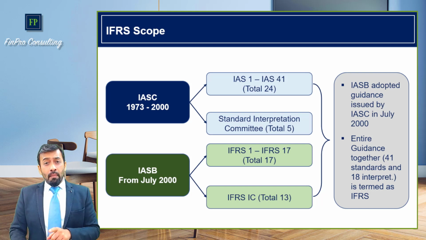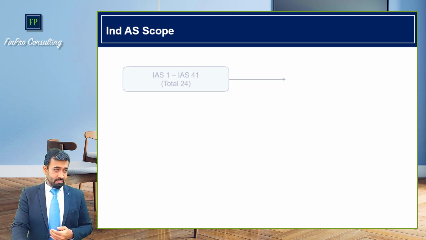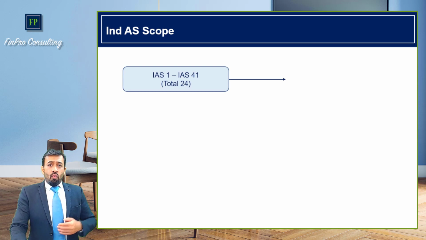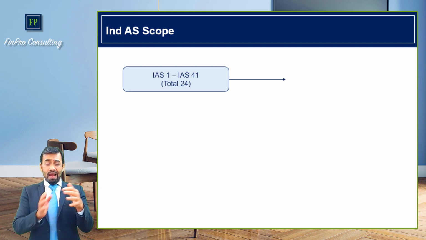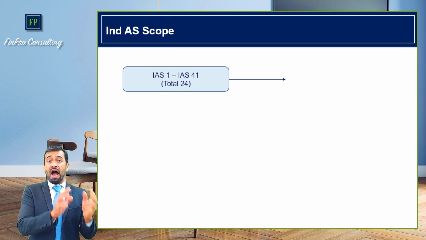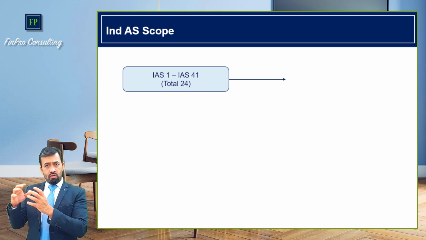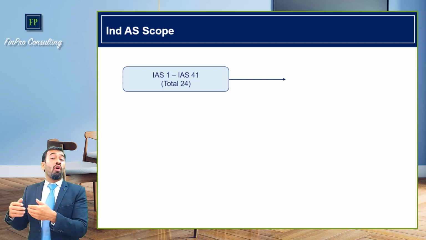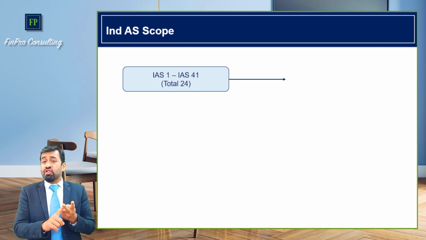Now, coming to how we have adopted this guidance under the Indian situation. There are two approaches by which we can actually apply the guidance of IFRS in respective countries. In India, we have opted for one, which we call the convergence approach. So there are two total approaches: number one is the adoption approach and second is the convergence approach.